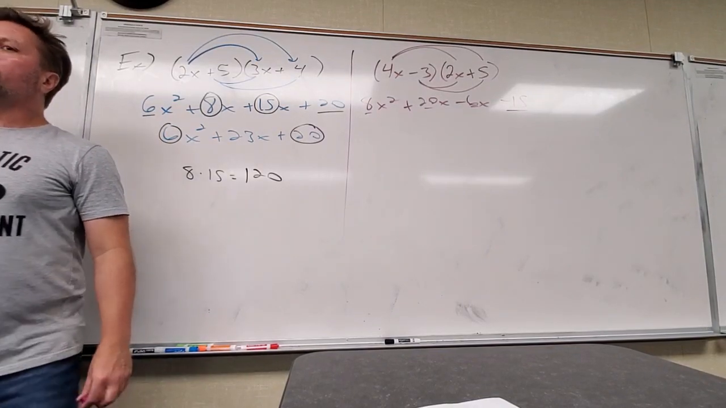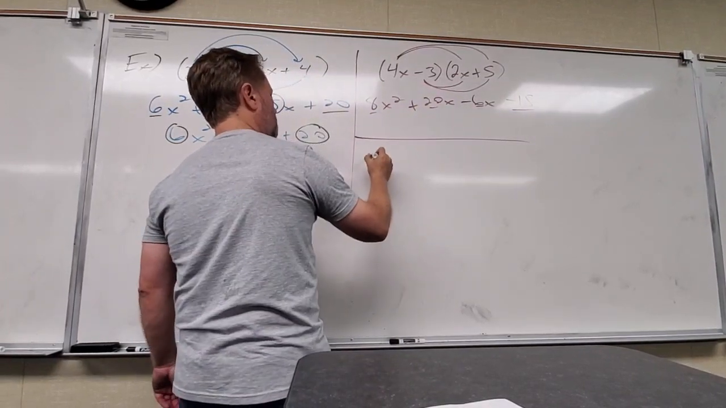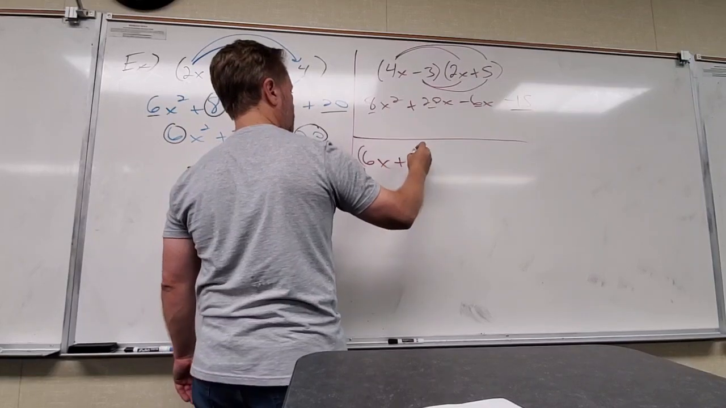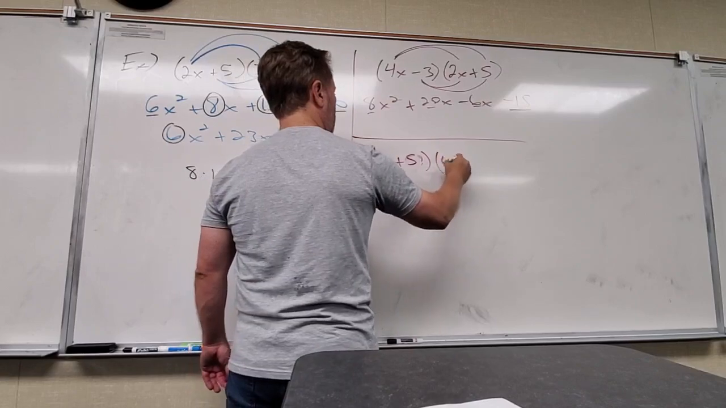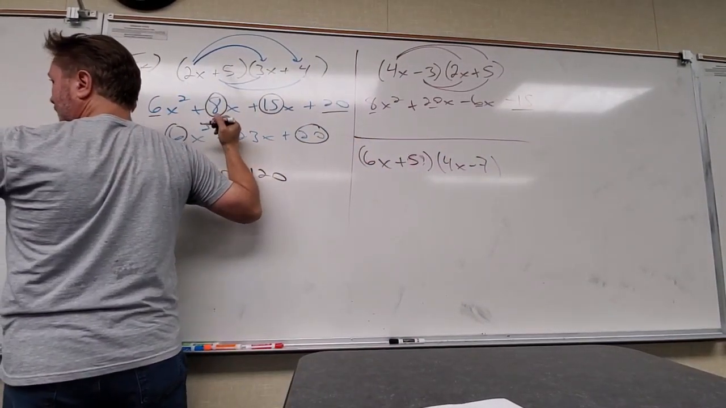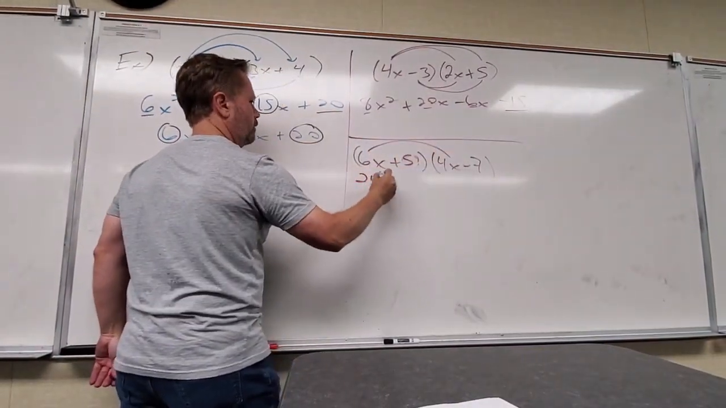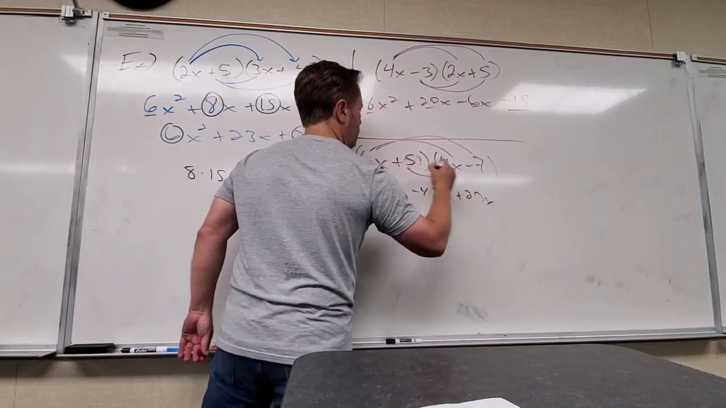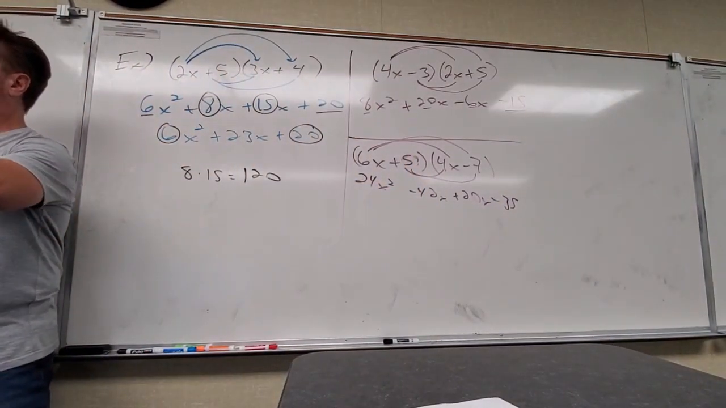Let me do one more with some different numbers this time. And of course, you would finish it out. 6x plus 5 times 4x minus 7. I'm really sorry for you guys over there. Can you see it okay? That gives 24x squared minus 42x plus 20x minus 35. Is that cool? I'm going a little fast, but just watch.